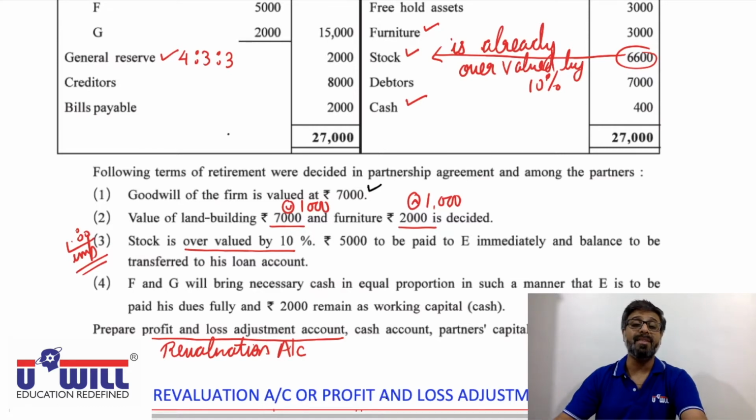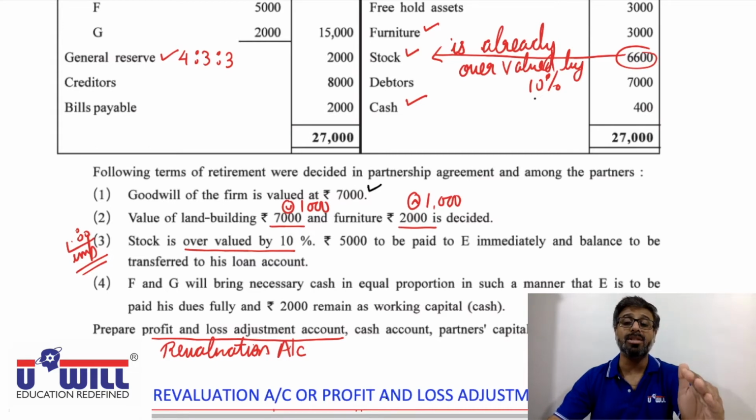All of you listen carefully. I am explaining it one more time, but if required further, you can rewind the video and listen again and again. Very first of all, stock is overvalued by 10%. We should not be happy for that. The book's value 6,600 is already overvalued by 10%, means its actual cost is less, and this value shown in the book, 6,600, is already 10% more. So how would we find its actual cost, and by what amount do we have to decrease it?